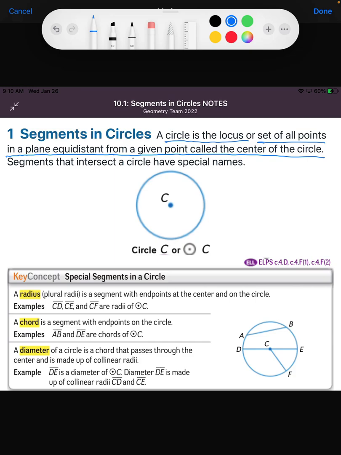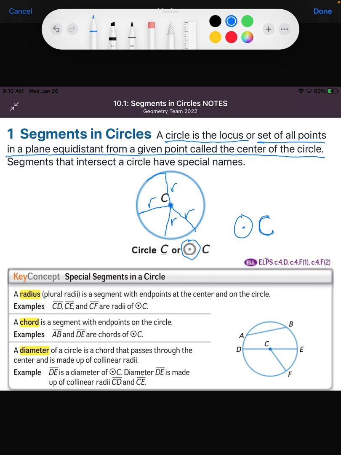Segments that intersect a circle have special names. So a circle, right, all these points on the circle are all the same distance from the center, which is our radius. It's always going to be the same distance from the center. And if we want to name a circle, we can say circle C, or we can use this symbol here, a little circle with a dot in the middle, and then the point that is the center of the circle. So let's take a look at the different segments in a circle.